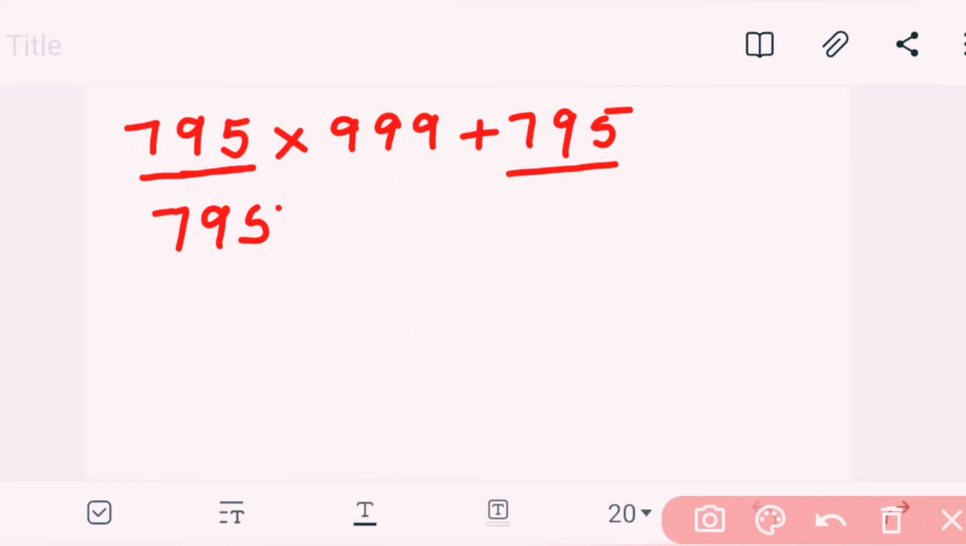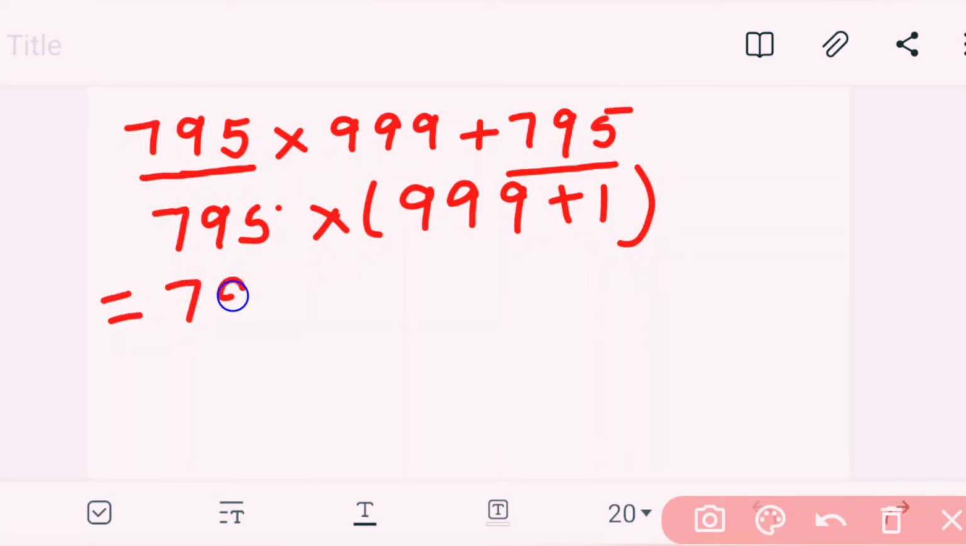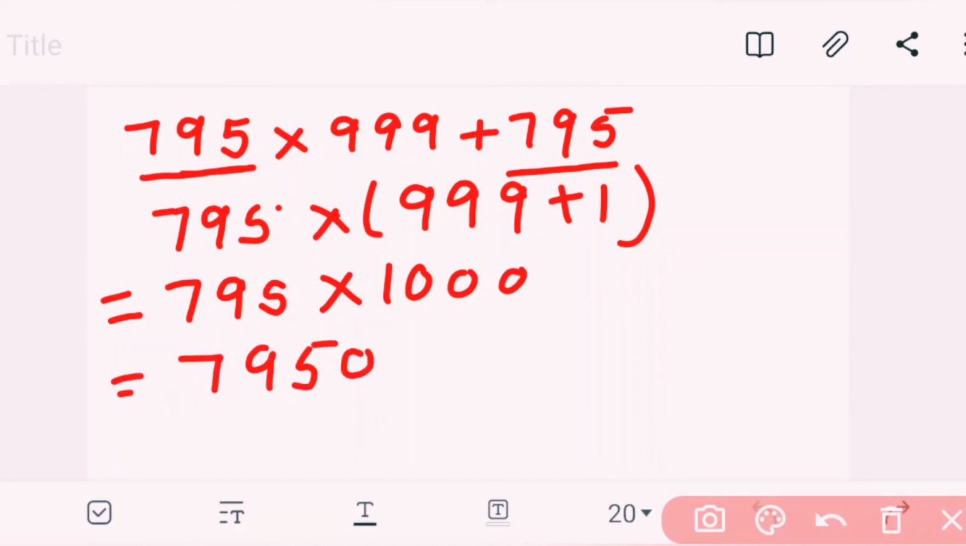795 into 999 plus 1. This is based on the distributive law of multiplication over addition. So now we solve this. 795 into 999 plus 1, that is 1000, and this multiplication will come 7,95,000.